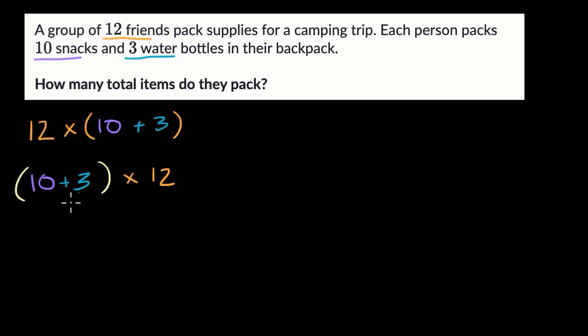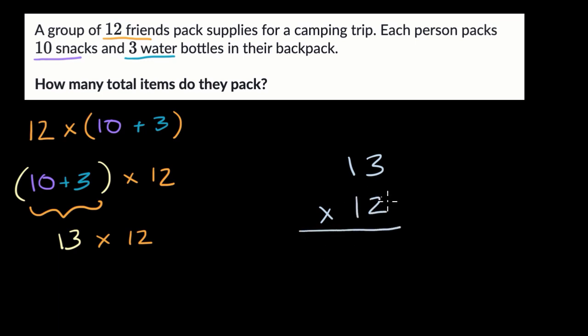So let's do that. 10 plus 3, we can do that in our heads. This is going to be 13. And then we need to multiply 13 times 12. Some of you might know what 12 times 12 is, and we just have to add one more 12 to that. But I'm just going to write it out to do it properly. So we want to multiply 13 times 12.